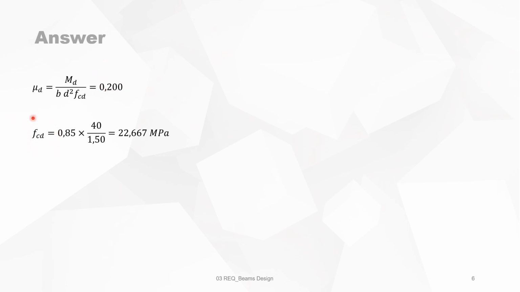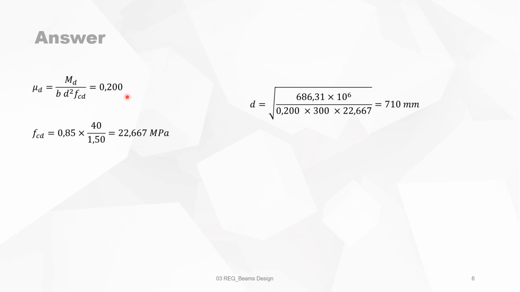The design value of the compressive strength is then 0.85 times fck divided by the material factor. Note that 0.85 is required in the national annex of Belgium. That's why we are using this. So the design value of the compressive strength is 22.7 megapascal.